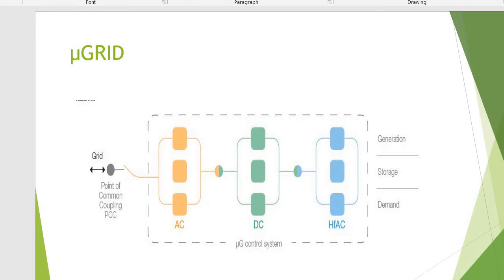From the figure we can see the AC microgrid control system. We can see the DC microgrid. We can also see the high frequency AC microgrid. We have a point of common coupling, through which it is connected to the grid. We have generation, we have storage, we have demand.